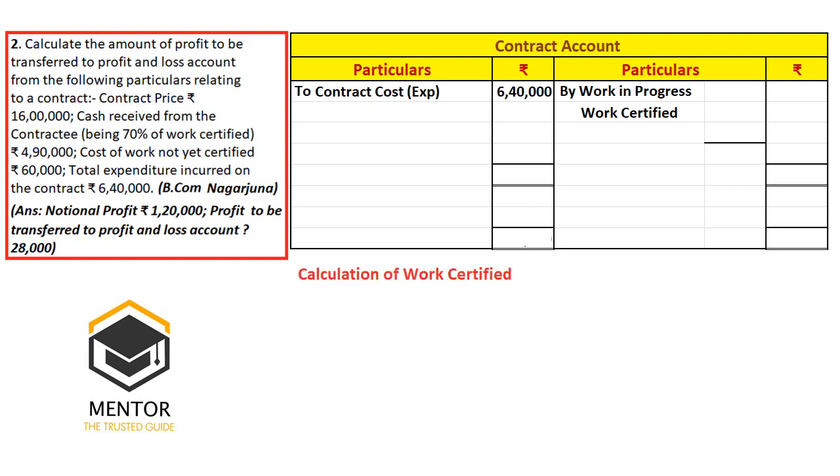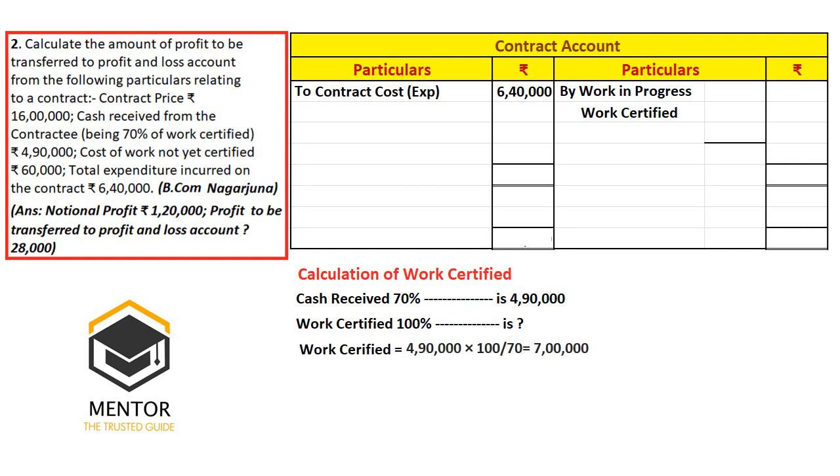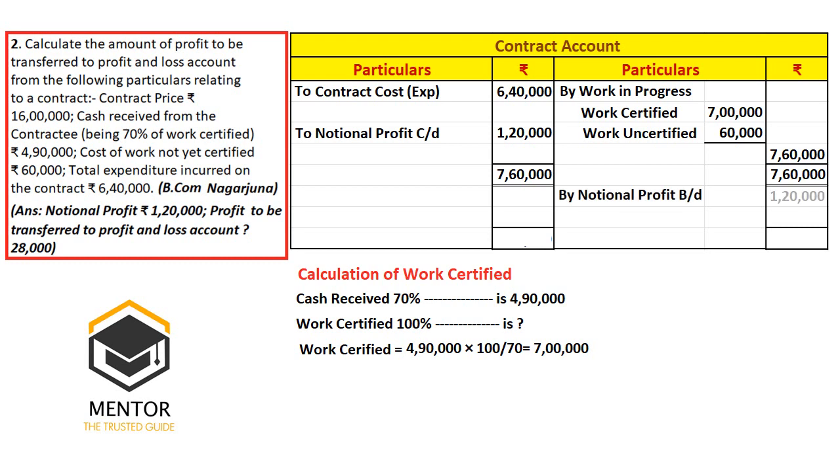Come to the working note, calculate work certified. 70% is 4 lakh 90, 100% that is work certified. How much? Therefore, work certified is equals to 4 lakh 90 into 100 divided by 70. That is cross multiplication, 7 lakhs. 7 lakhs is our work certified that we have calculated. Then we will write uncertified work given in the question 60,000. Together 7 lakh 60,000 is the work in progress. Then we will close this account. Balancing figure we are getting 1,20,000 on the debit side. That will be called as notional profit carried on. Then by notional profit brought down the same value 1,20,000.